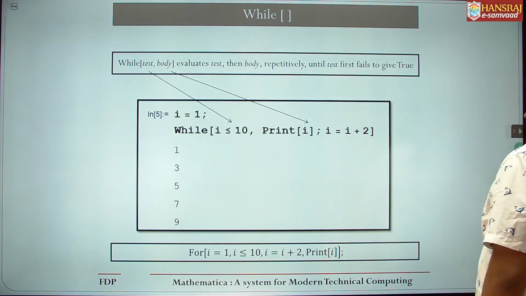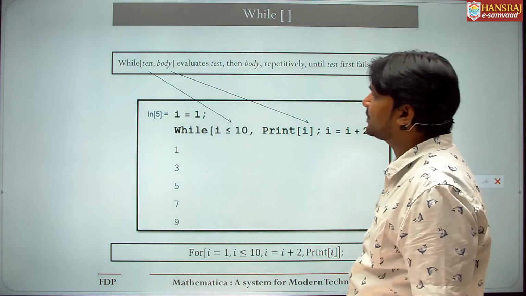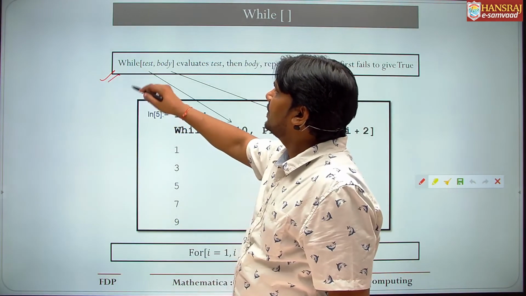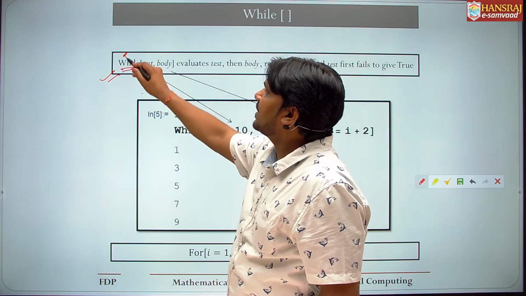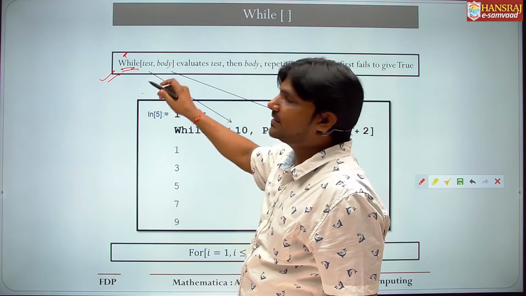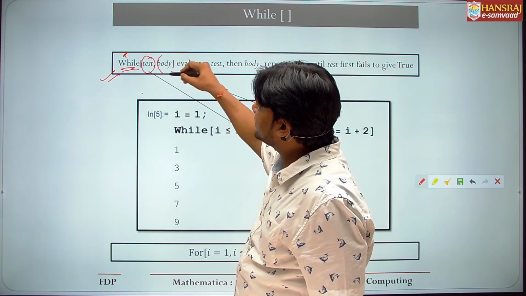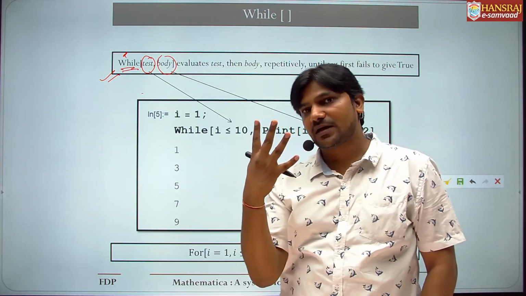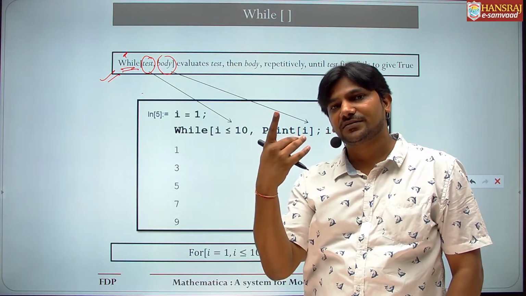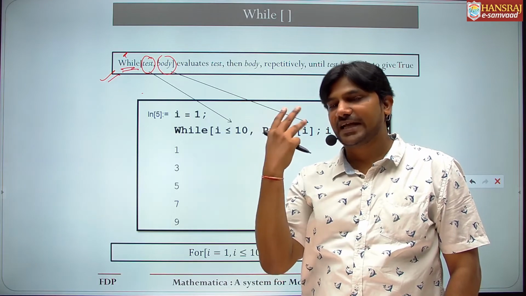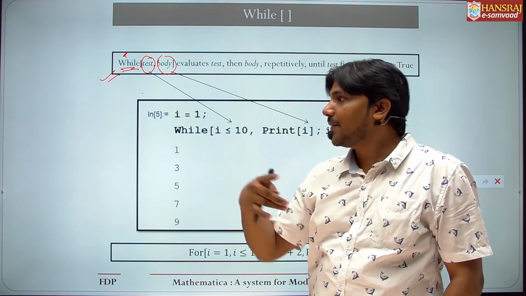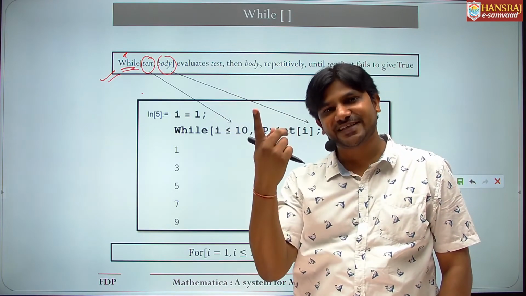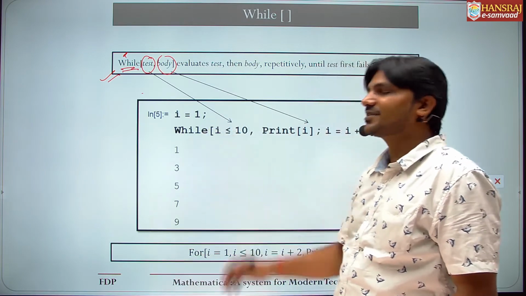So let us understand the syntax for it. First, the While function, with a capital W, has two arguments: the first one is test and the other is body. In a for loop, we have four arguments: start, condition, increment or decrement, and body. But in a while loop, you have only two, test and body. So we will understand it.